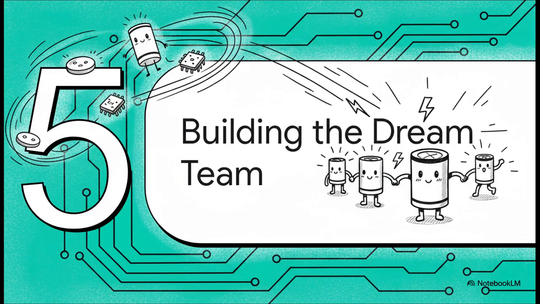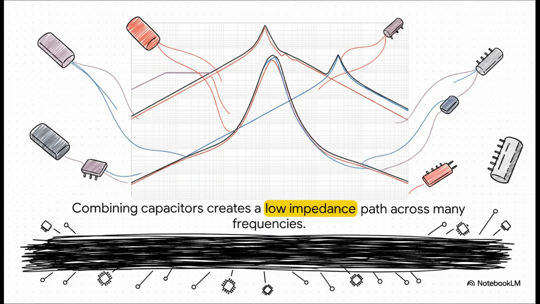Okay, so we have our different types of capacitor heroes, and we know that placement is everything. So how do we put it all together to create the ultimate noise-fighting solution? Simple. We build a dream team. We combine the strengths of all our different heroes to do what no single one of them could do alone. This chart right here is the money shot. This is what a beautiful, stable power supply looks like.